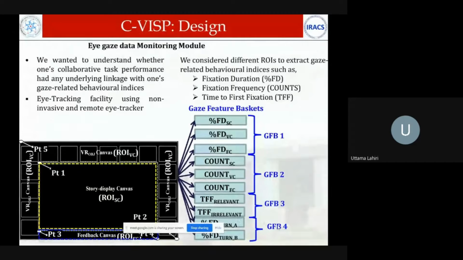And finally, the gaze feature basket 4 was fixation duration turn A and turn B. That is, say, when I am trying to click or choose a particular object, how much time I'm looking towards the stimulus. And when, say, my friend is trying to choose an object, how much time I'm looking towards the stimulus, which is actually the one I'm trying to show here. And so I'll be focusing on the gaze feature basket 4.